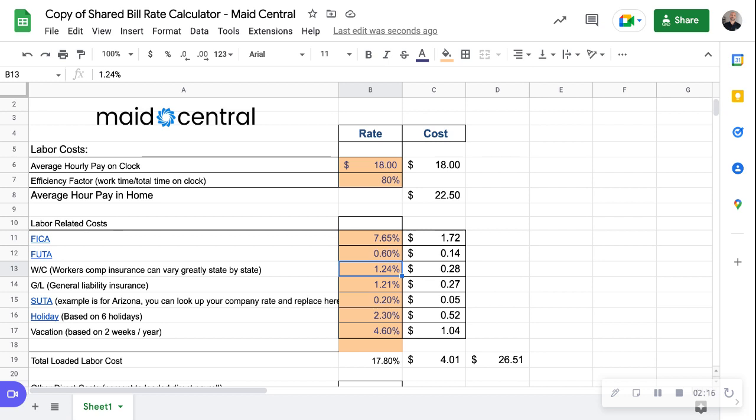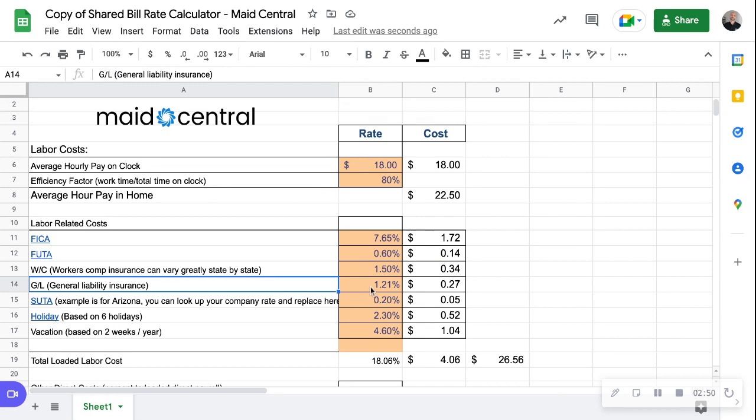Work comp can be very different state by state. So in this example, it's low at 1.2% of every hour that they worked. So if you're in a state with high costs of doing business, some states this might be 15% of the wage. So that raises that to $3.38. So it really just depends on your state. So I'm going to put in 1.5%. So it's only costing us 34 cents in this example, but this can vary widely state by state. So you need to do that.